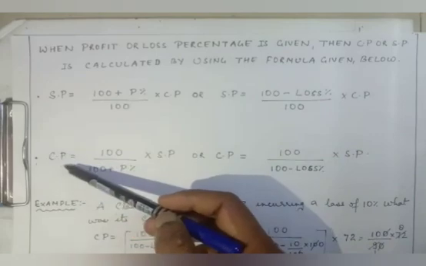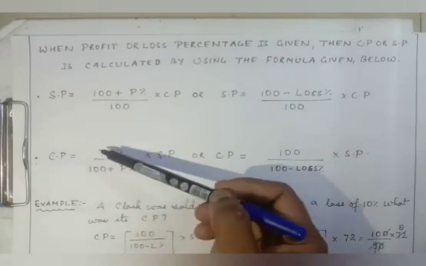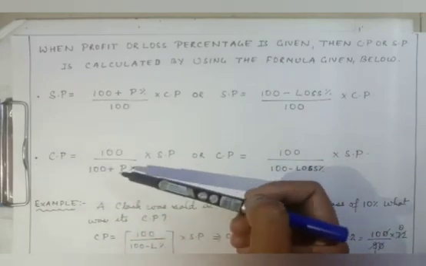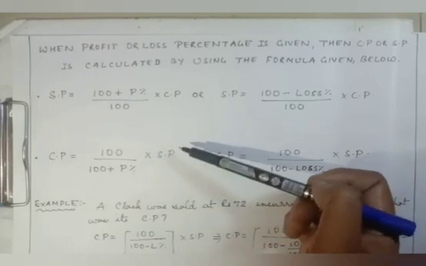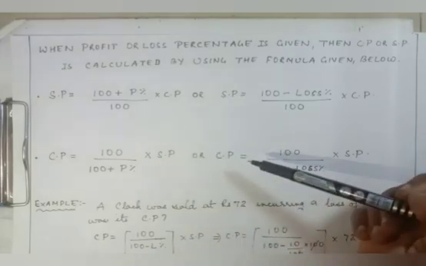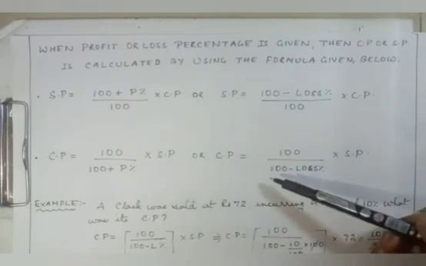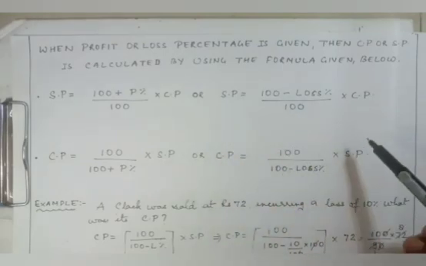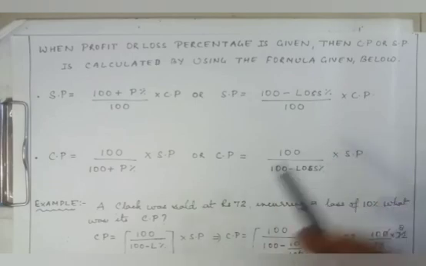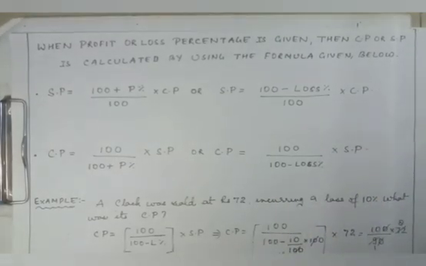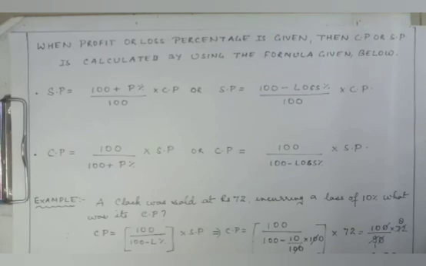Now when you have to find out cost price, it will be 100 upon 100 plus profit percent into SP, or when loss percent is given and you have to find out cost price, it will be 100 upon 100 minus loss percent into SP. Let us see few examples related to this formula.